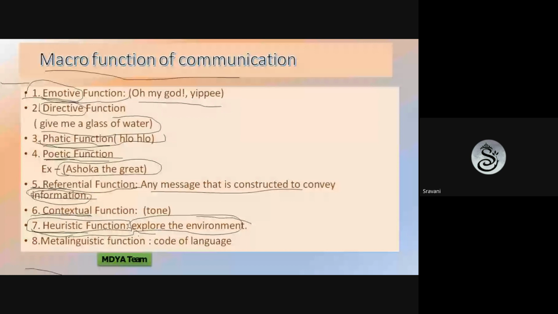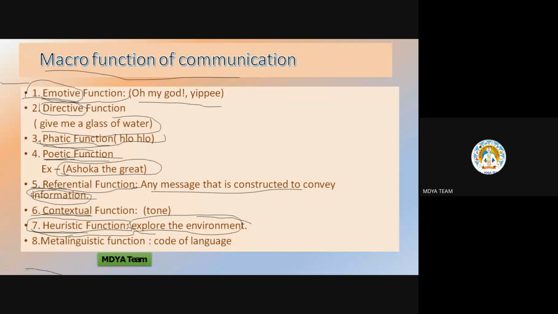Like learning, understanding something through communication is gestures. Ma'am, understanding something through gestures also comes under this one? Yes, it can. Asking questions to understand more about a subject like that? Yes, this can also come under this heuristic.